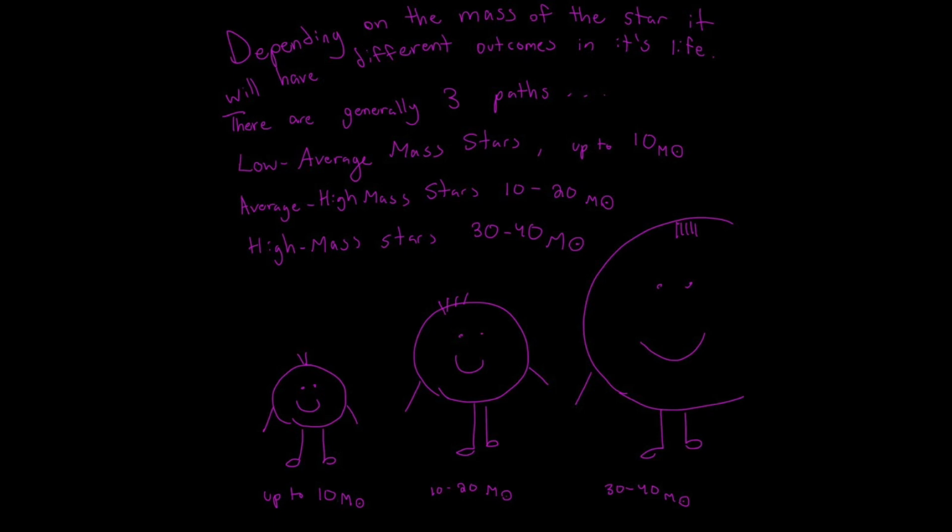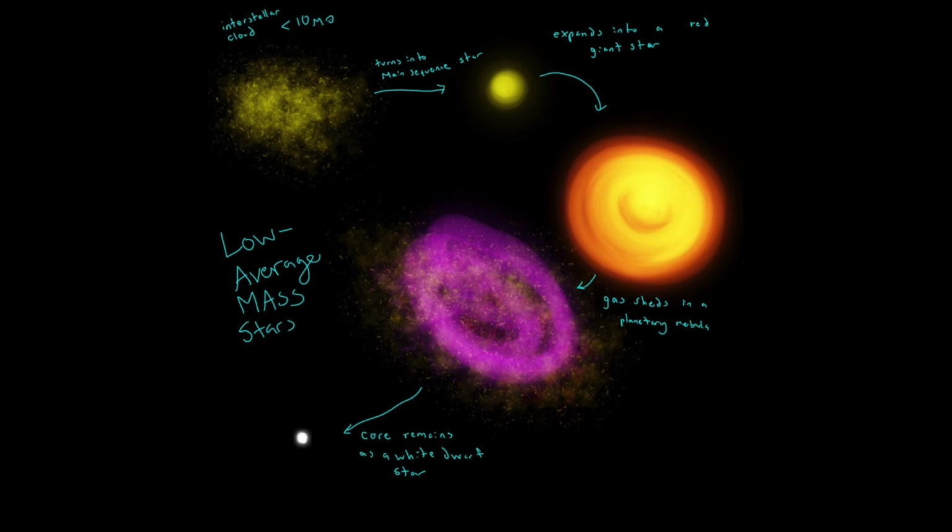Depending on the mass of the star, it will have different outcomes in its life. There are generally three paths. Low to average mass stars, up to 10 solar masses. Average to high mass stars, 10 to 20 solar masses. And high mass stars, 30 to 40 solar masses.